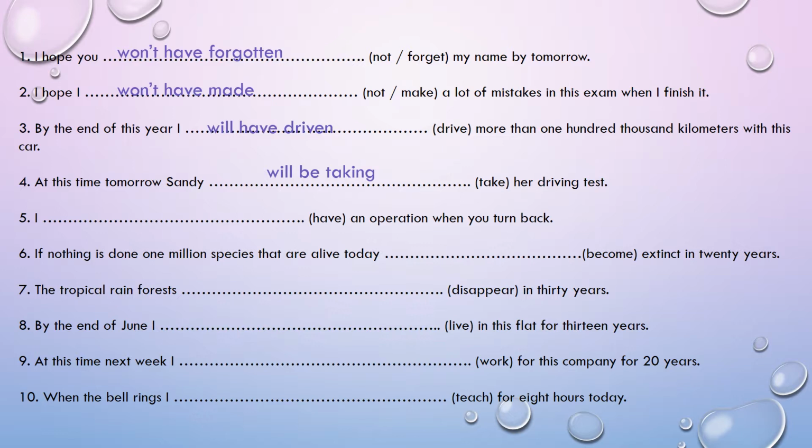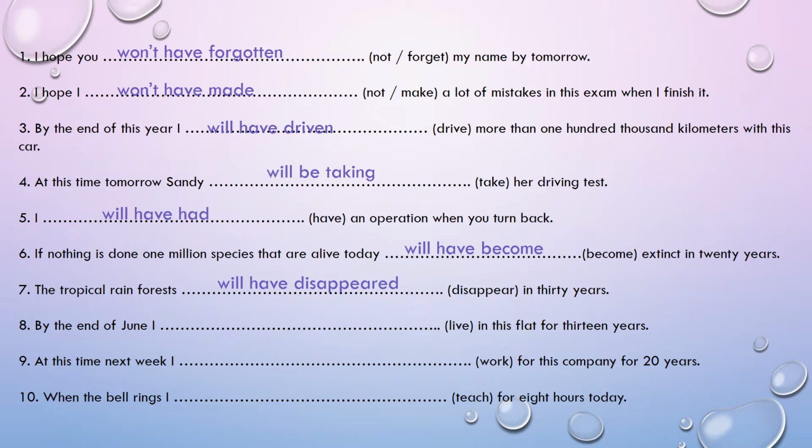I an operation when you turn back. So, I will have had an operation when you turn back. If nothing is done, 1 million species that are alive today will have become extinct in 20 years. The tropical rainforests will have disappeared in 30 years.